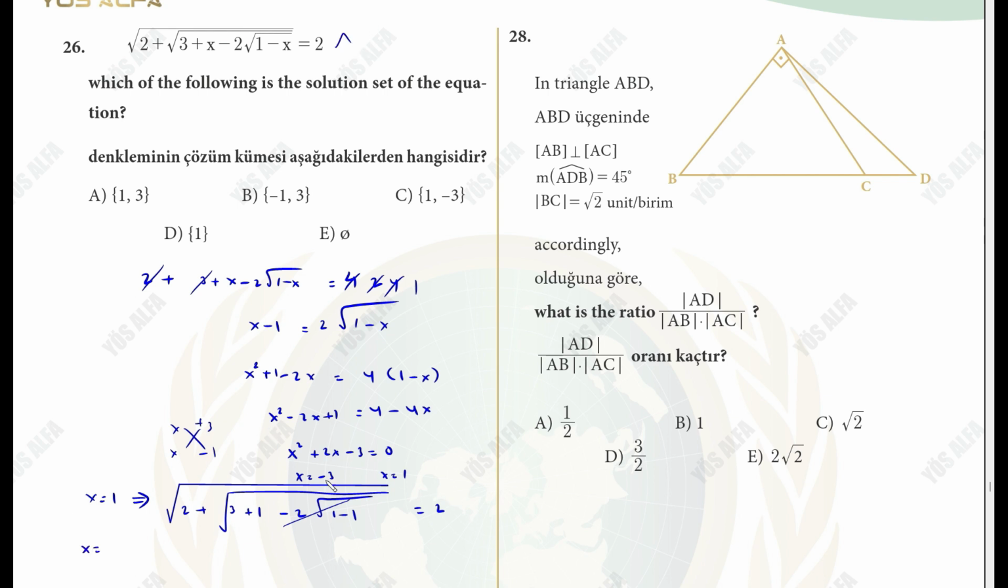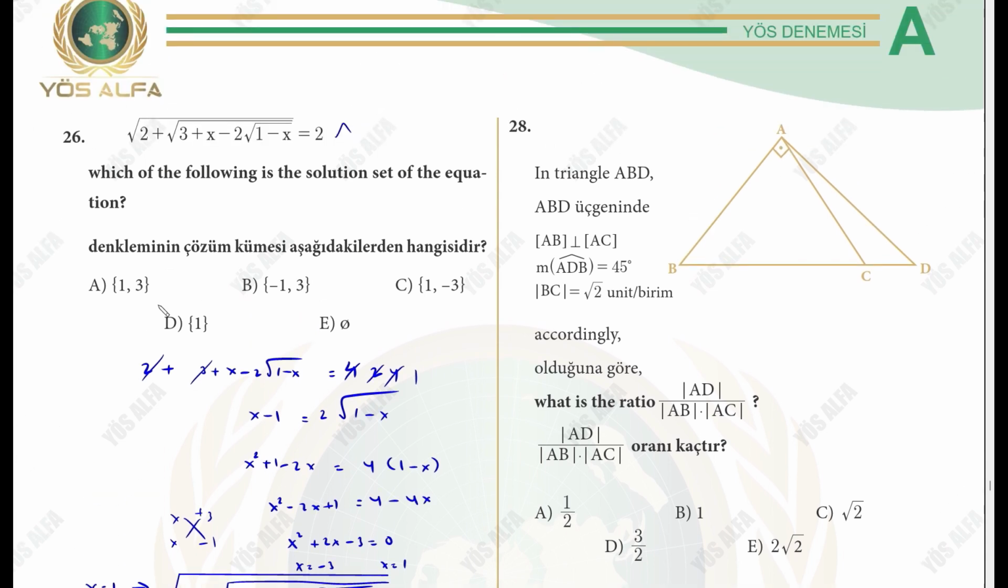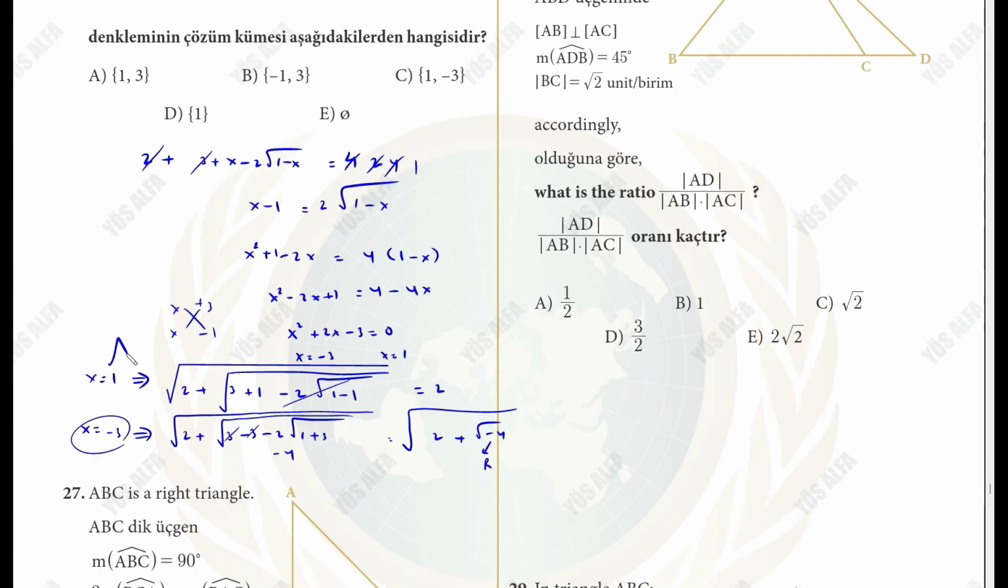So when x is equal to negative 3, we have 2 plus square root of 3 minus 3 minus 2 square root of 1 minus negative 3. So we have this result. So here, this is 4. Taking out of the root, it becomes 2. 2 times 2 is 4. It's negative 4. And these terms cancel out each other. So you have 2 plus square root of negative 4. So this is not a real number. So you can't simplify further from this step. So this is not our answer, because it doesn't give us 2. So our only answer will be x is equal to 1.